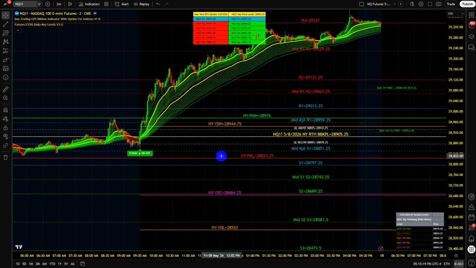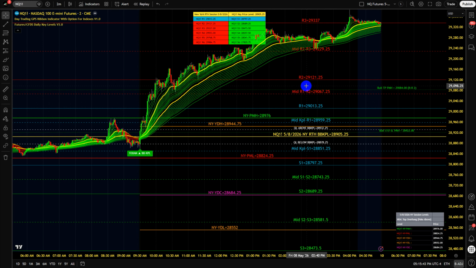Scalps, as we talked about, you have two different types of scalps. You have micro scalps and regular scalps. So, you can do scalps, you could do multiple scalps, you could do a scalp off of the BBKPL to R1, then do another trade from R1 to R2, and then another trade from R2 to R3.